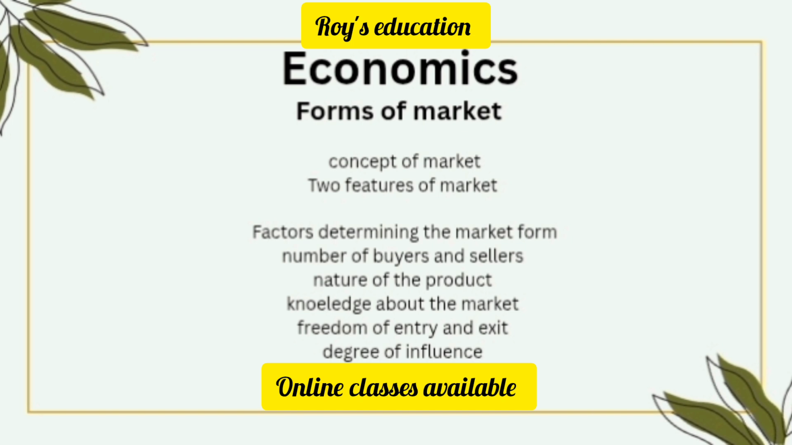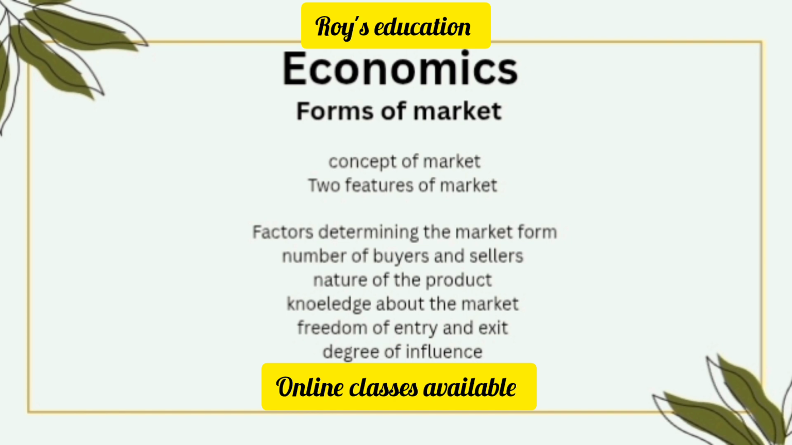Now let us move on to the second point, that is the nature of the product. Here different market forms are distinguished from each other on the basis of the nature of the product. In a perfectly competitive market, goods produced by different firms are homogeneous. Therefore, a single firm is not able to influence the price in such a situation. In a monopolistic competition, the different producers produce differentiated products. Different producers of similar goods charge different prices for the goods they produce.